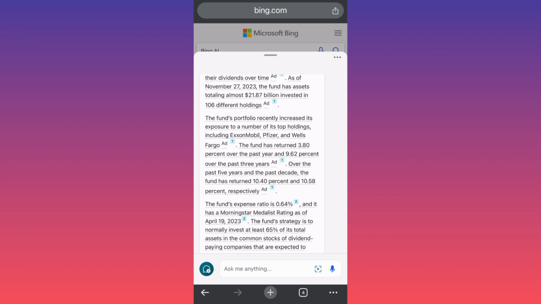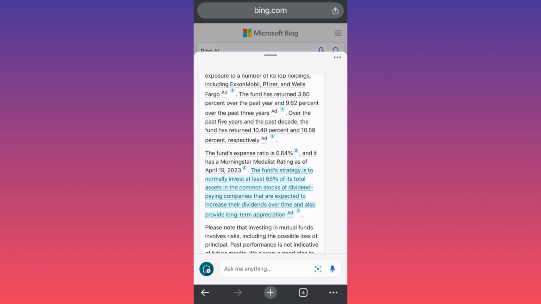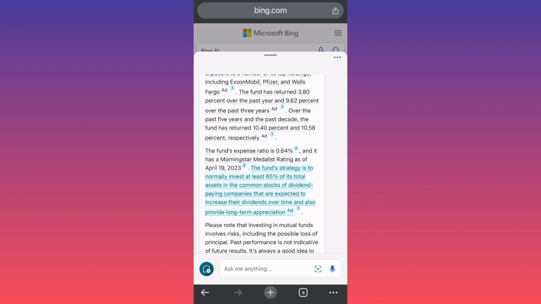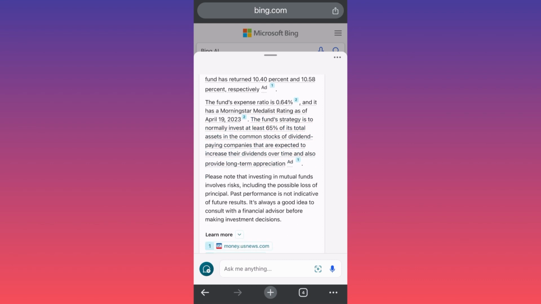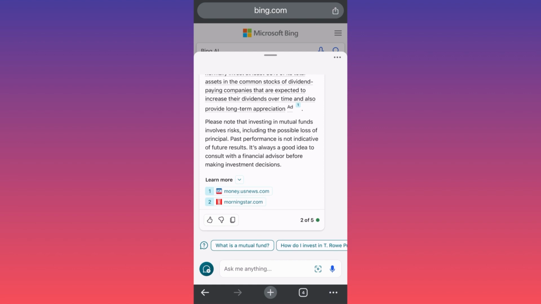Over the past decade, the fund has returned 10%. That's still kind of low, guys. I don't know, maybe I have different expectations. But essentially, this is how you can find the best information, or at least very valuable information, with just a couple of clicks, if you just know what kind of prompts to use and what to ask for, guys.